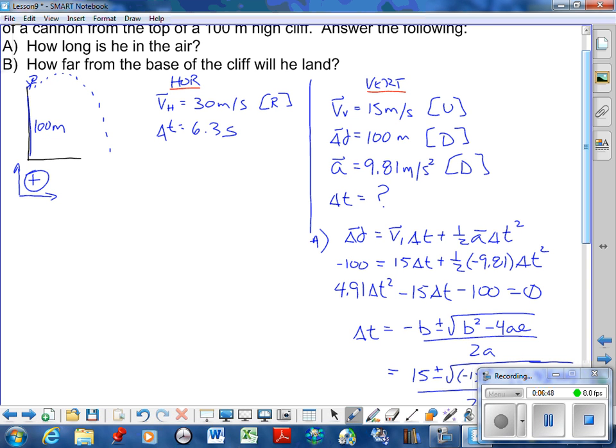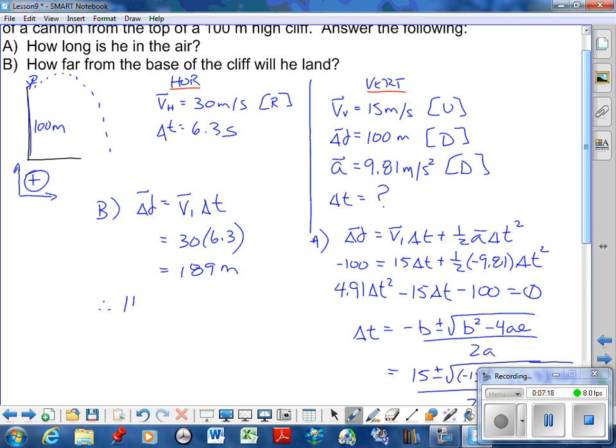So B part, how far away from the base of the cliff will he land? All that's really changed for us is that time. So delta D equals V1 delta T. So we're looking for that. So we have 30 multiplied by 6.3. Calculating that, 30 times the 6.3, and we get 189 meters.